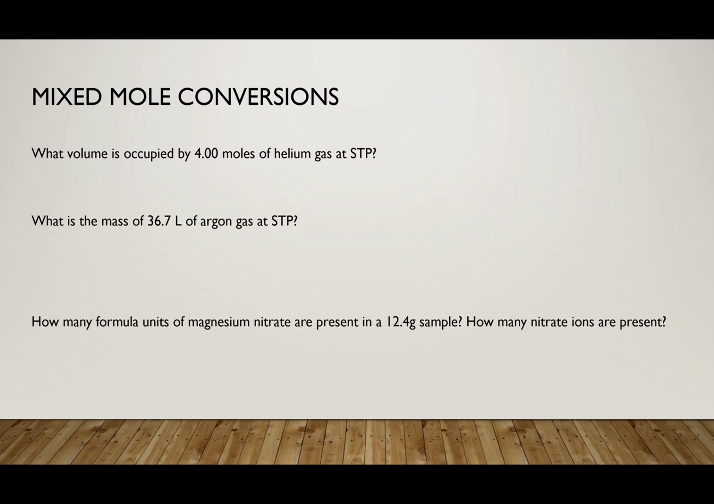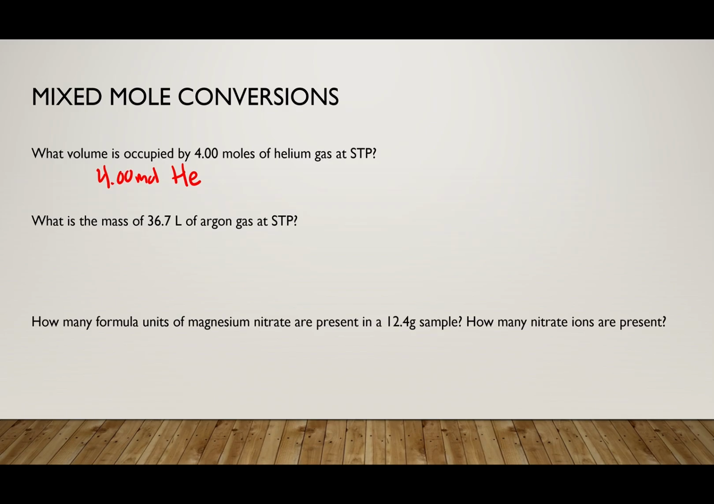So let's take a look at a few mixed mole conversions to see a jumble of different things that we can convert with the moles and with each other. So first, we want to find out what volume is occupied by 4 moles of helium gas at STP. So we have 4 moles of helium, and it's always good to get in the habit of labeling our substances so that we can keep track of exactly what our unit is representing. So in this case, we have 4 moles of helium, and we're looking for its volume at STP.